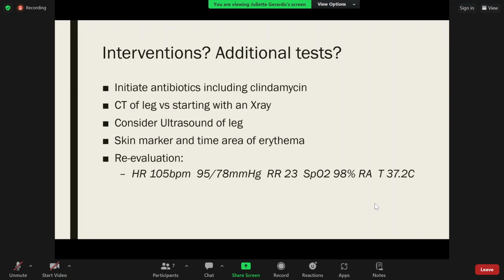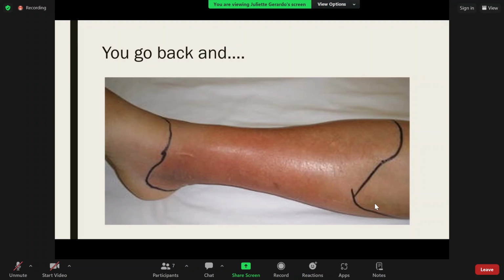So on reevaluation, your patient, after the fluid bolus, the heart rate has come down. The blood pressure is about the same. They're still a little tachypneic, and their temperature has gone down because you luckily gave them an antipyretic. But you go back and you look, and now that small area of redness has gotten larger. And you forgot to put the marker on the first time, so now we're putting the marker on. Okay. And at this point, with how quickly this has spread, now what? Who are you calling?